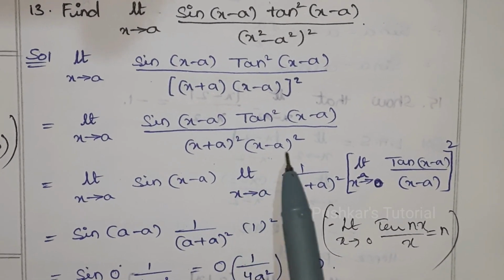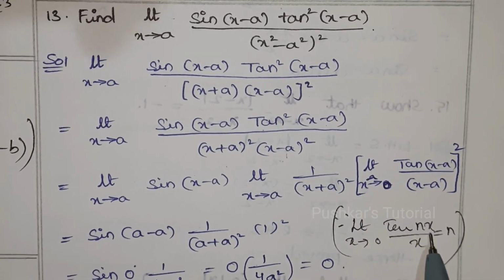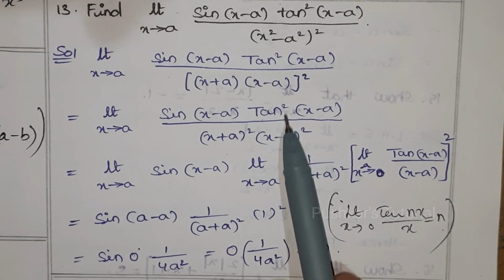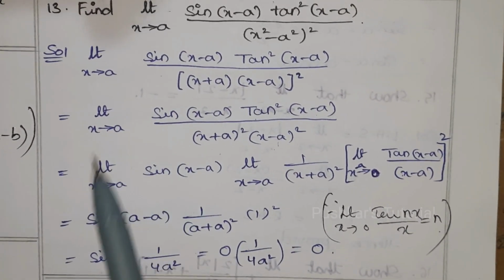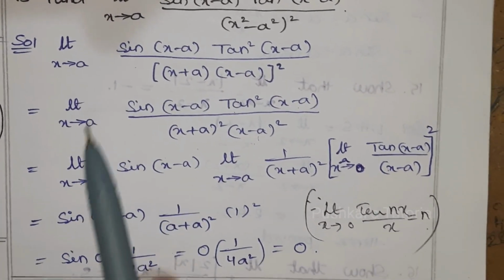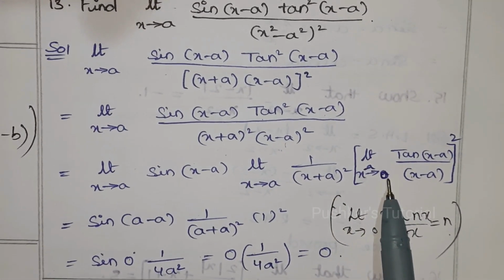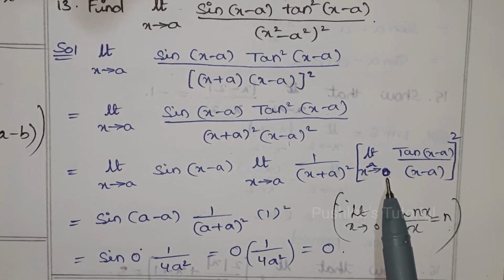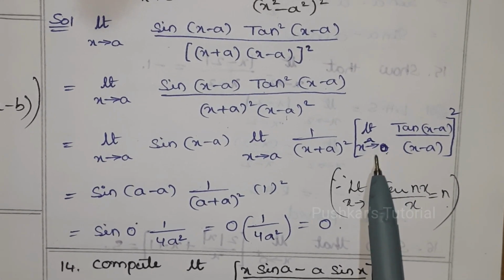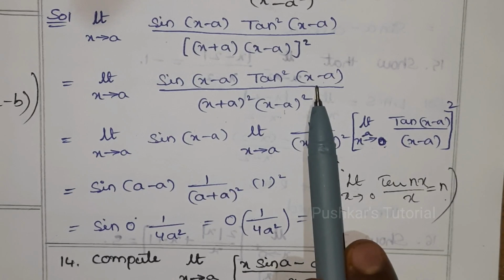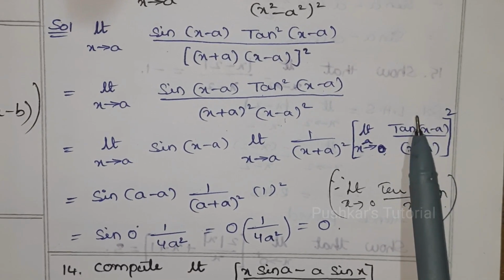Here it looks like the formula limit x tends to 0, tan nx by x, the answer is n, so nx by x is n. Since the square is there, I am taking this part as tan and the remaining separately. So limit x tends to a, sine(x minus a), limit x tends to a, 1 by (x plus a) whole square, and the remaining part, limit x tends to a, I am writing x minus a tends to 0. The plus a will come to the left side as minus, because x should compulsorily tend to 0. And this tan(x minus a) by (x minus a), for the square, whole square I am writing.